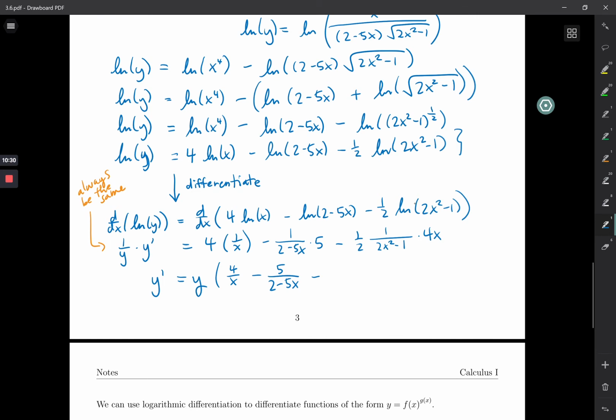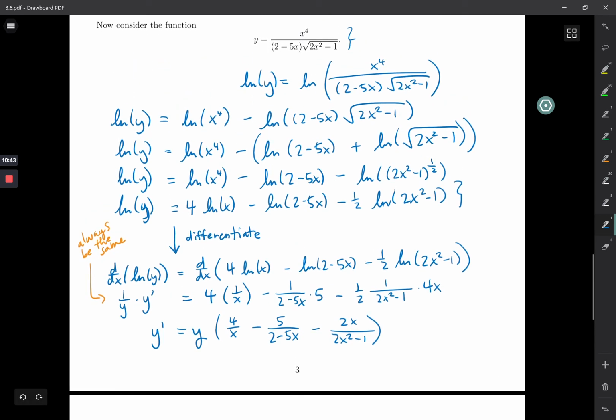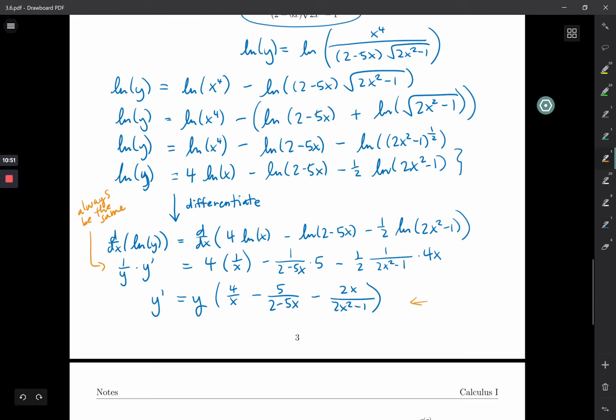And then I can cancel 2 out of there, so I just get 2x over 2x squared minus 1. And then in the last step, we replace y with the formula that we had at the beginning for y. So this one right here, right? So this is the step where we replace y, so we have a formula for y prime that is entirely in terms of x. Okay, so we replace y with the formula from the beginning.